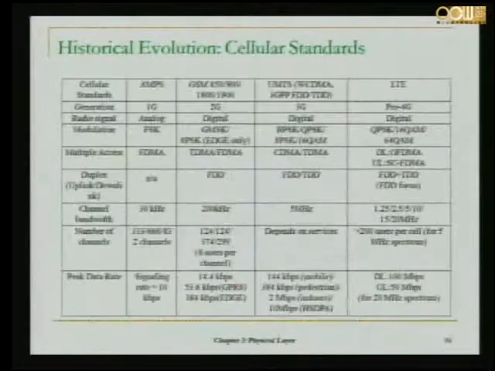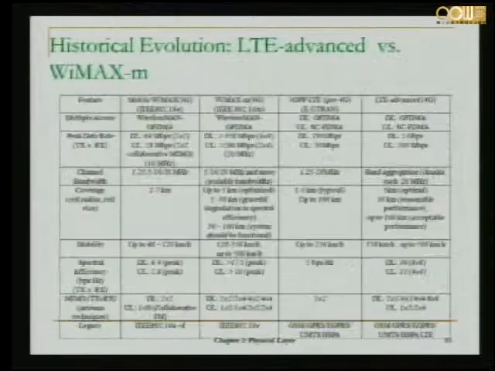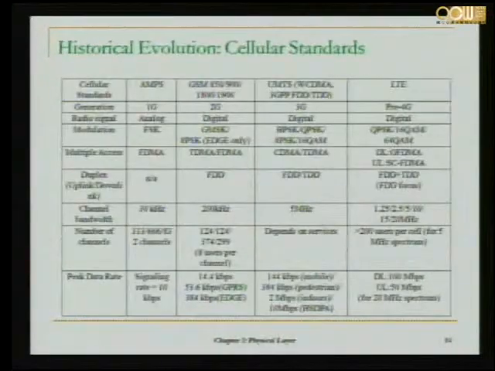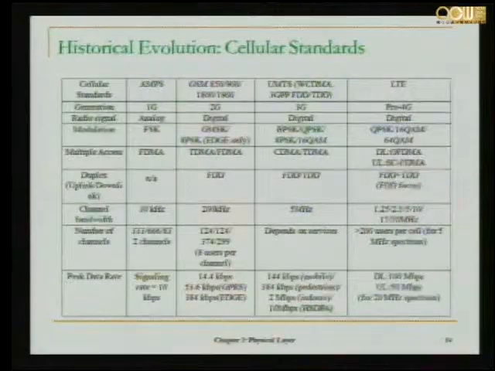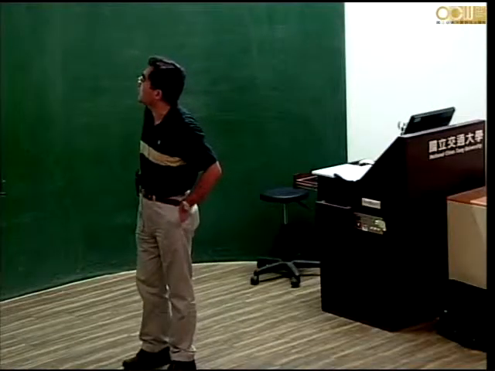Okay, so in summary, there are two sidebars at the end of this chapter. One is on cellular standards from the first generation to GSM to 3G, and then to 4G. And LTE is regarded as the promising standard for 4G cellular systems. And you can take a look at what kind of modulation scheme they use.